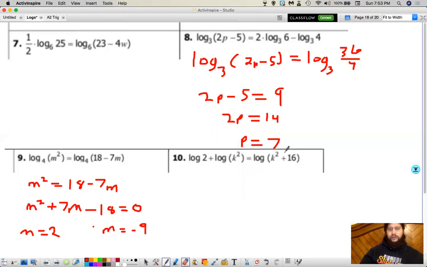And do the same thing with this. We got product rules. That would be 2k squared equals k squared plus 16. I think you can get an imaginary number there. No, 4, negative 4. Yeah, try it out yourself.